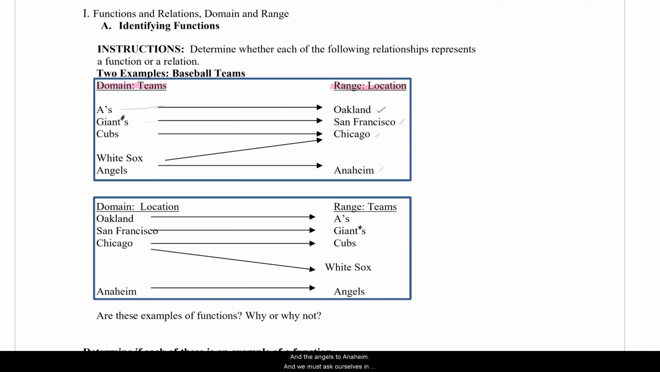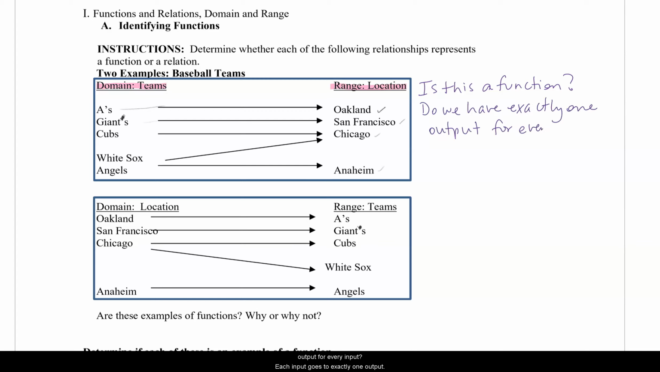And we must ask ourselves, in this first example, is this a function? If you say yes, why is it a function? If you say no, you have to be able to show where it breaks down, where the problem is. So do we have exactly one output for every input? Each input goes to exactly one output. Each team has exactly one location. So this is a function because each team has exactly one location.